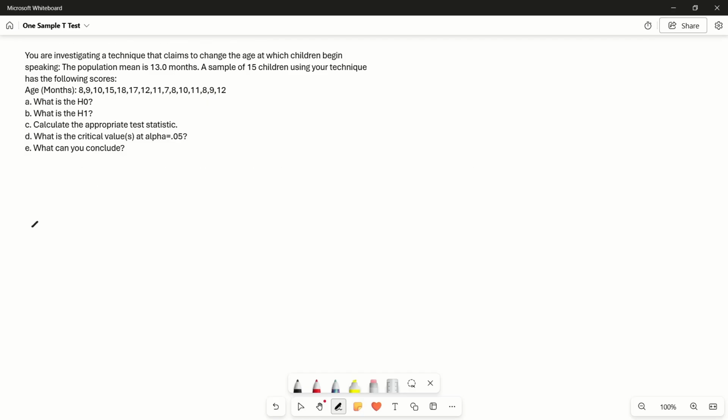So we know that the population mean is 13. That represents the null hypothesis. We know that the sample is 15. We do not have sigma. We don't have the population standard deviation, so we need to use t. We have one sample here. So let's write down these scores here.